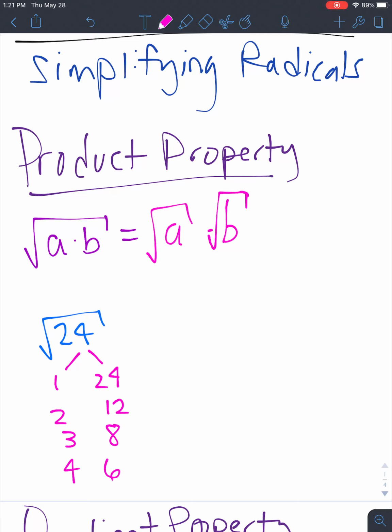That's okay. All right, after you make a factor tree, then you pick your biggest perfect square. Remember, our perfect squares are 1, 4, 9, 16, so on and so forth. Here we can see that we have the numbers 1, 2, 3, and 4, and then we have 24, 12, 8, and 6. So, well, we know that both 1 and 4 are perfect squares, so we're going to pick the biggest one.